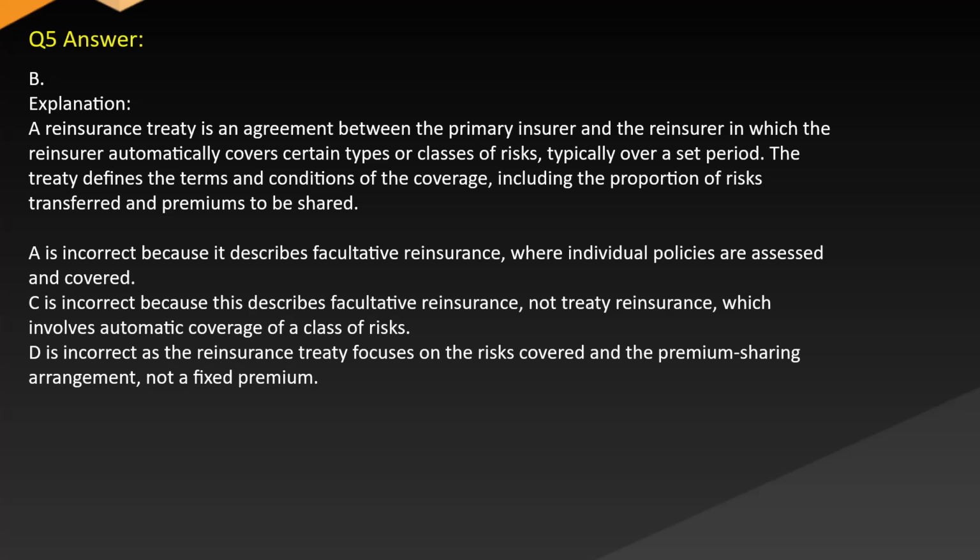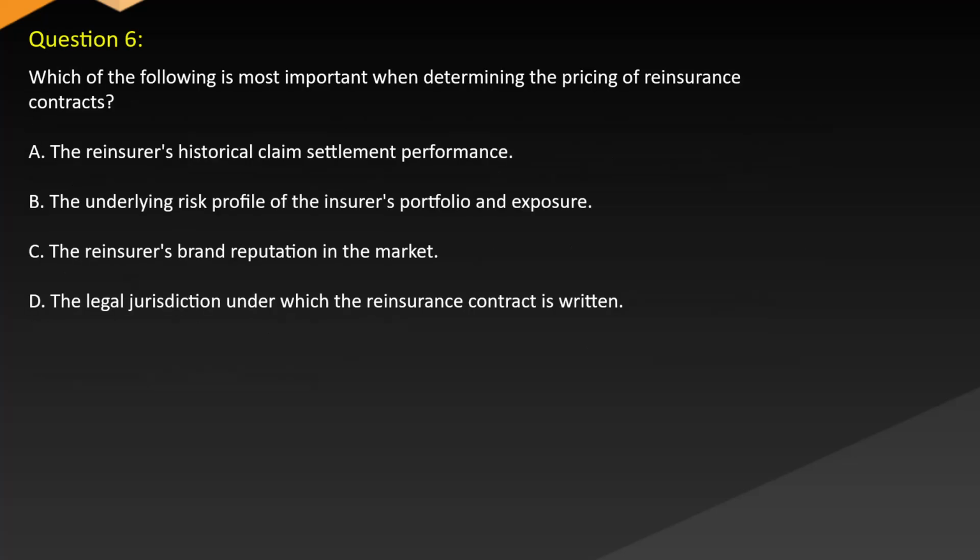C is incorrect because this describes facultative reinsurance, not treaty reinsurance, which involves automatic coverage of a class of risks. D is incorrect as the reinsurance treaty focuses on the risks covered and the premium sharing arrangement, not a fixed premium. Question 6. Which of the following is most important when determining the pricing of reinsurance contracts?